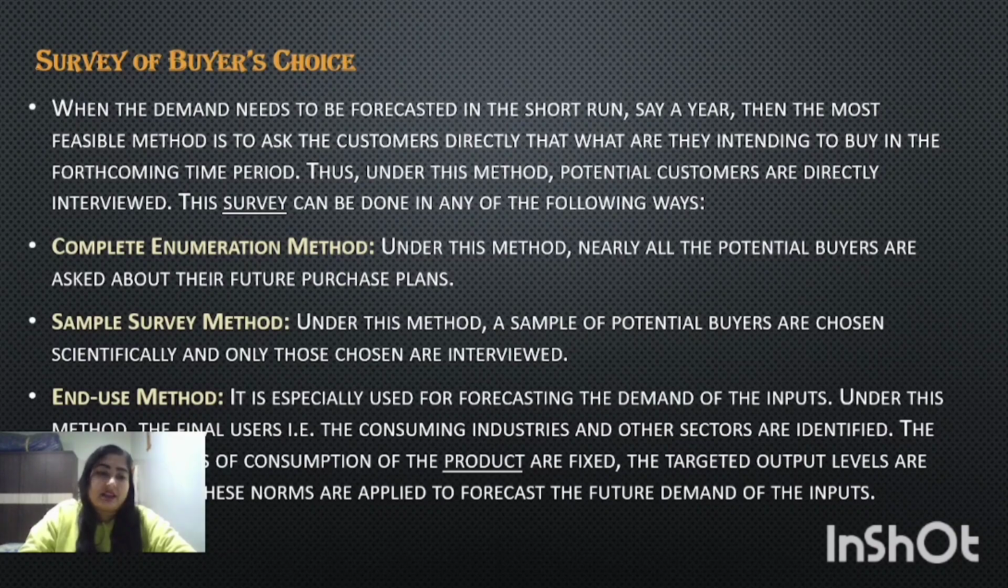So let's see the last, which is the end use method. It is especially used for forecasting the demand of the input. Under this method, the final users, that is the consuming industry and other sectors, are identified. The desirable norms of consumption of the product are fixed. The target output levels are estimated and these norms are applied to forecast the future demand of the input.